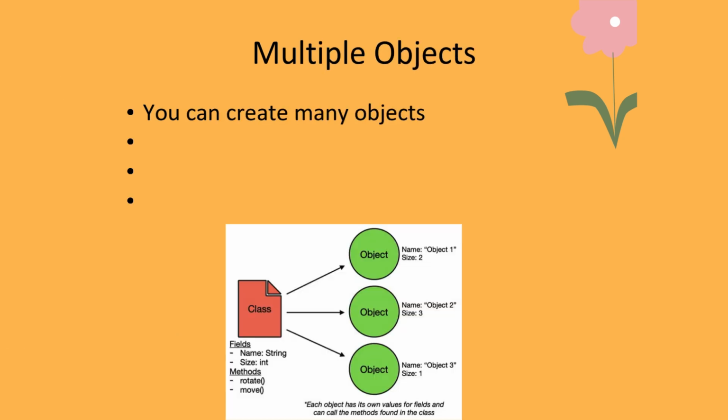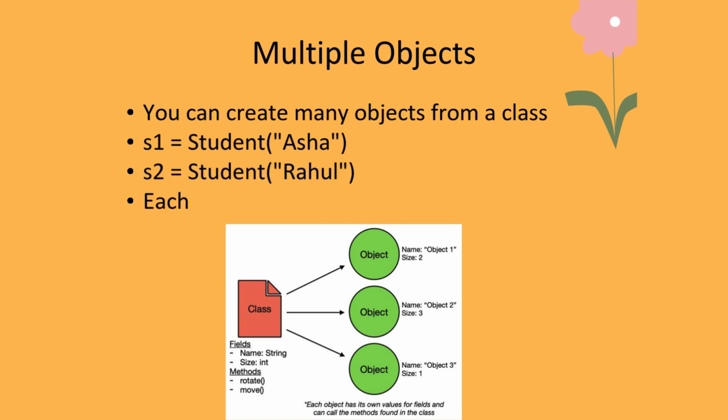Multiple objects. You are not limited to just one object. You can create many. s1 = Student("Asha"), s2 = Student("Rahul"). Each object holds its own data and acts independently. This is powerful because it mirrors the real world. Each student in a class is unique but follows the same structure.